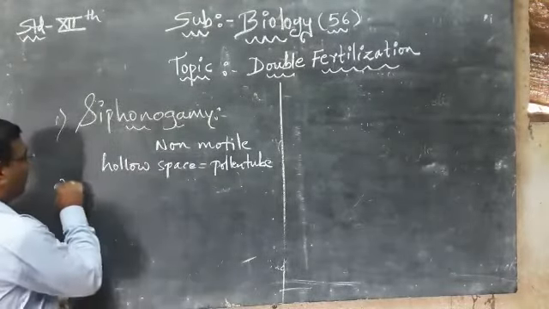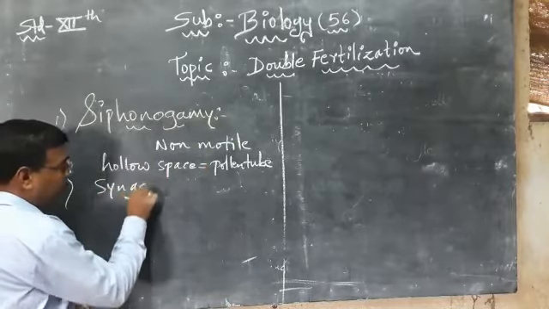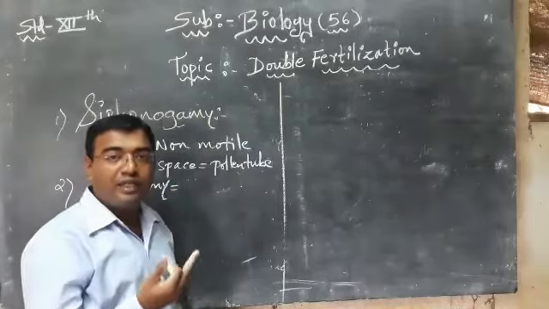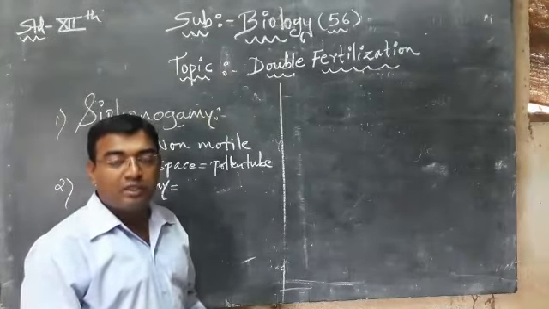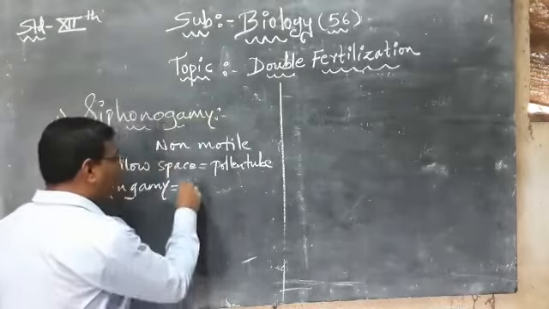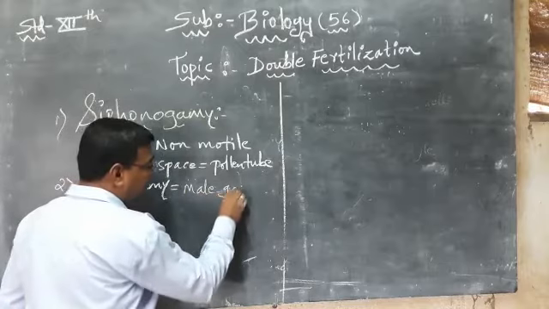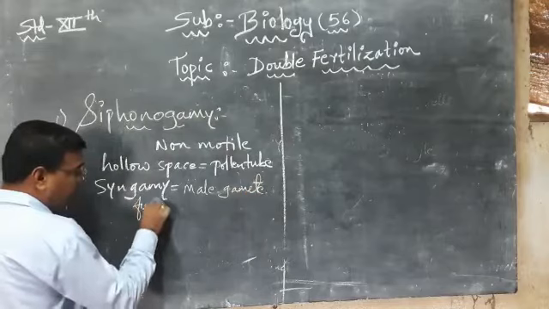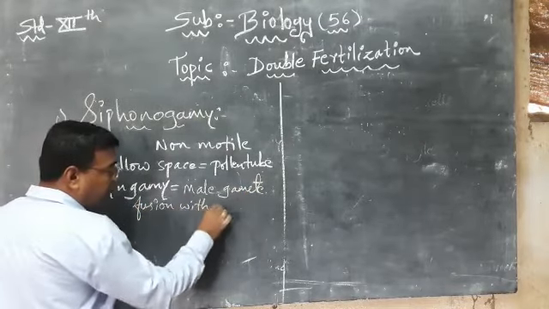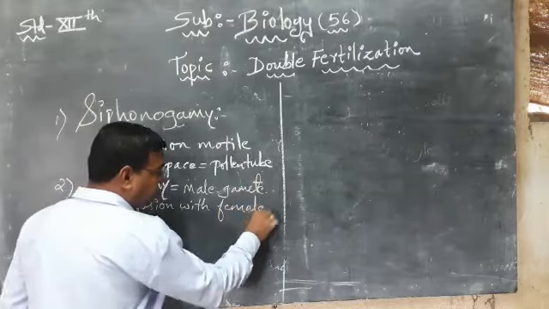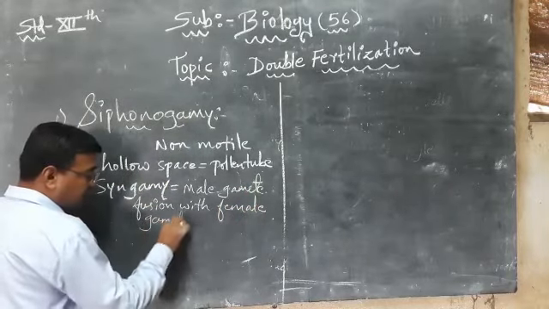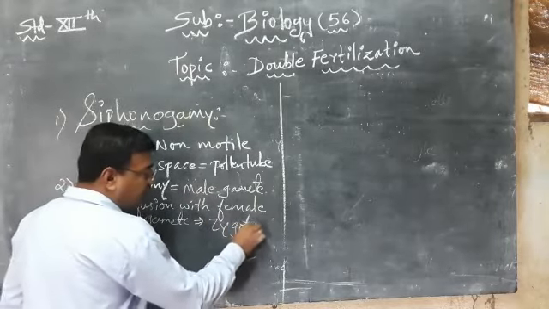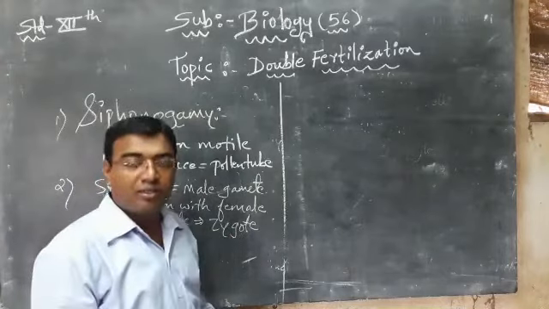The second topic we are going to see is syngamy. What is the meaning of syngamy? In syngamy, there is a fusion of the male gamete with the female gamete for the formation of the zygote. When the male gamete fuses with the female gamete, it forms the zygote. This is one of the essential processes for the formation of seed.